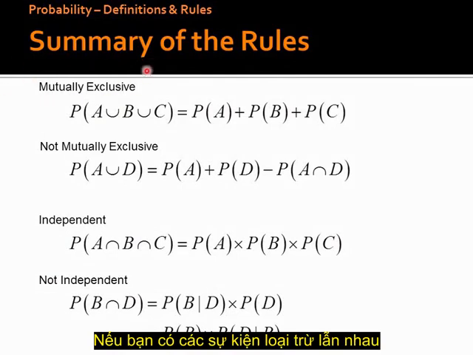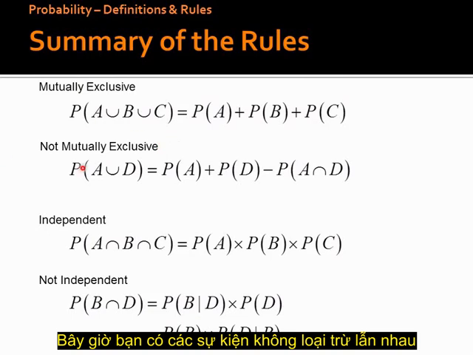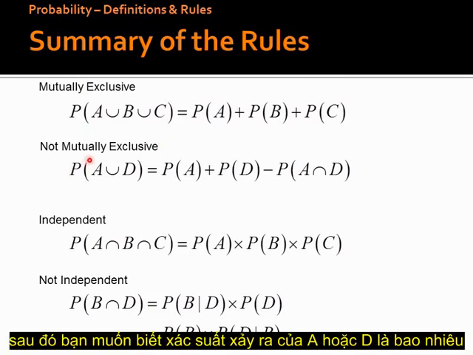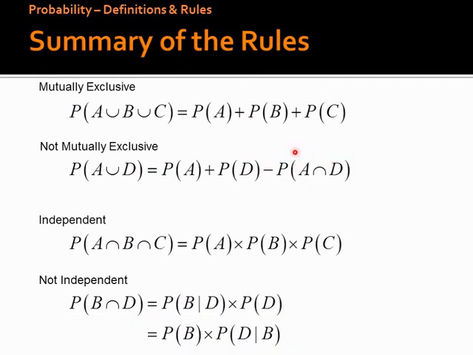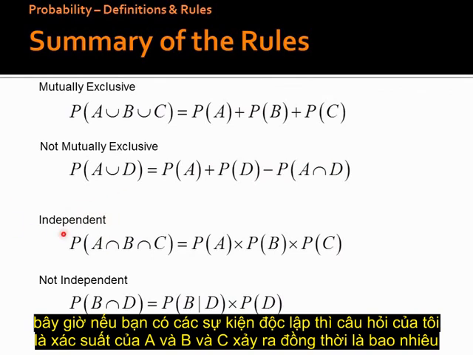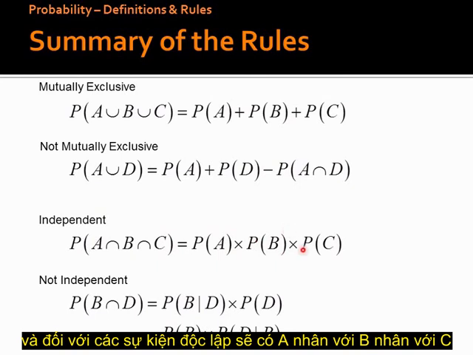So here's a quick summary of the rules. If you have mutually exclusive events, and you want to ask what's the probability of this or this or this occurring, then it would just be the probability of A plus B plus C. Now if you have non-mutually exclusive events, then the question you would ask is what's the probability of A or D occurring? It would be probability of A plus probability of D minus the probability of A and D occurring at the same time. Now if you have independent events, then the question you might ask is what's the probability of A and B and C occurring at the same time? And for independent events, it will be A multiplied by B multiplied by C.